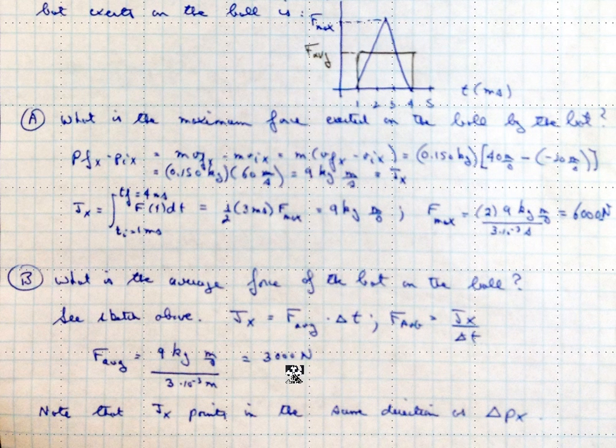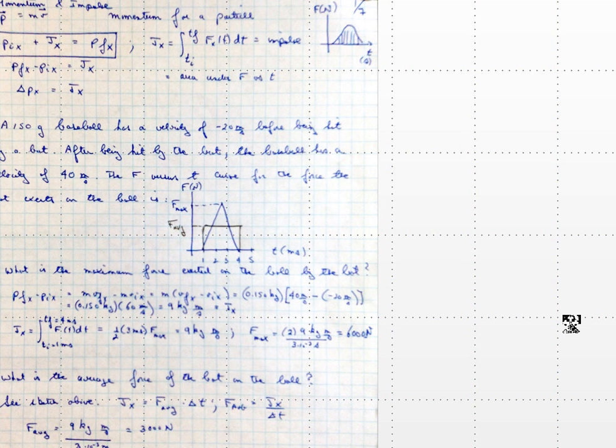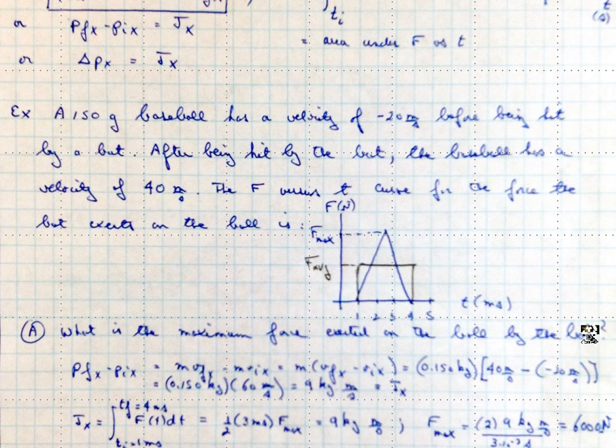is 3,000 newtons. And one thing to note here is that the J_x points in the same direction as delta p_x. That always has to be true. That's based on this equation right here.